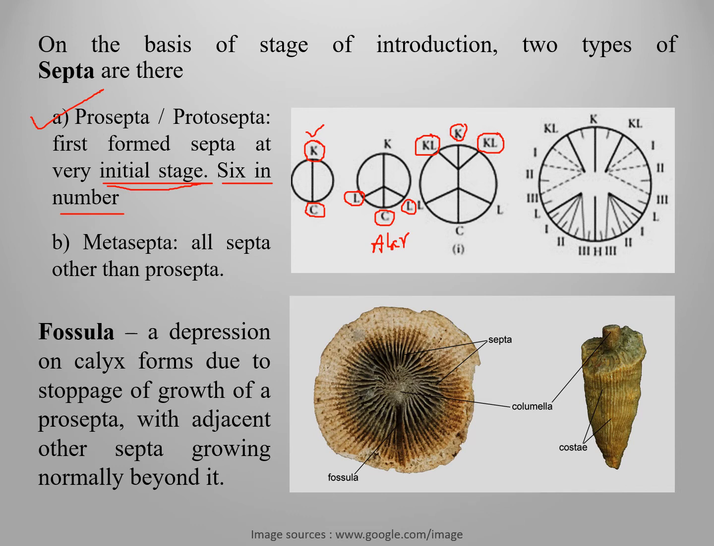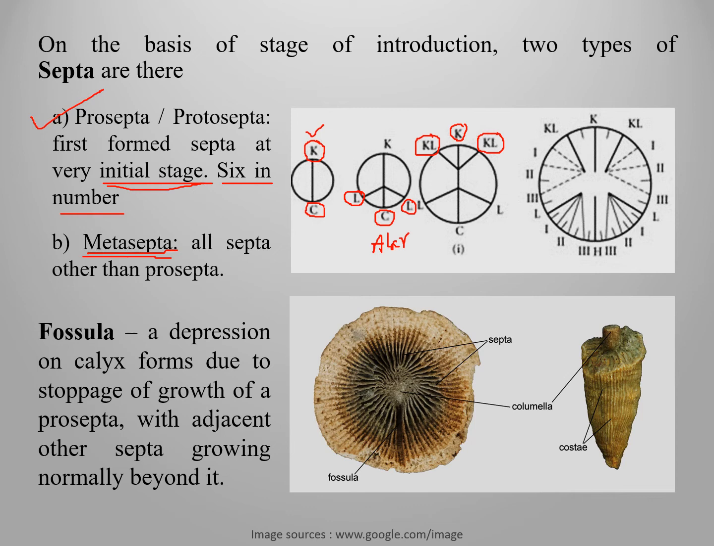After that, in the later stage of the corals, in between the void spaces of these prosepta, there occur other smaller, numerous septa. Those are known as metasepta. Now, the number of prosepta and metasepta is highly important because these often become very important features to distinguish different types of corals.